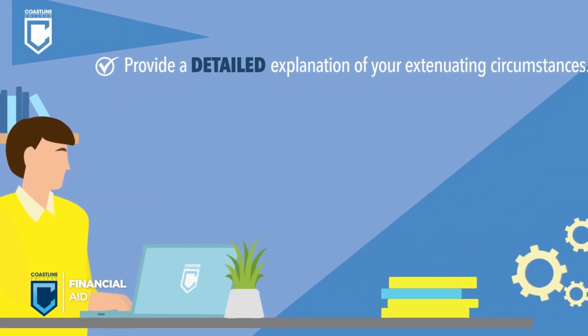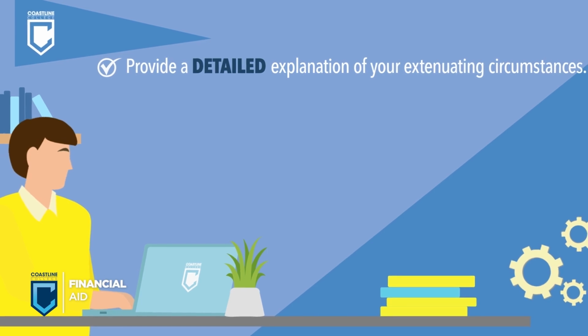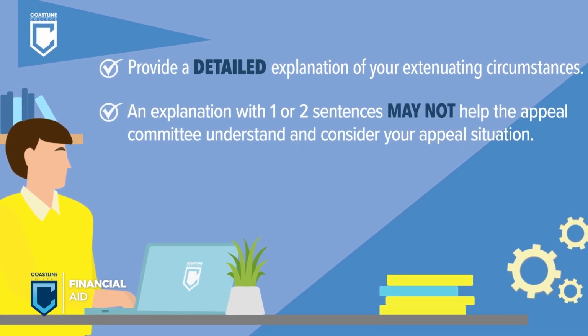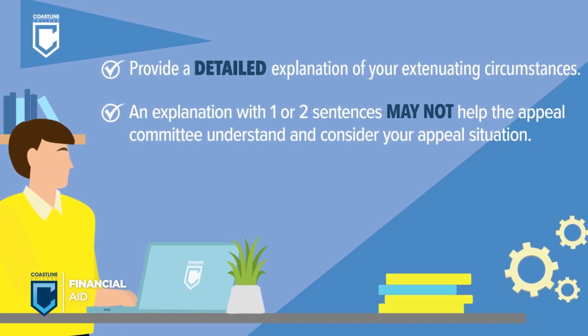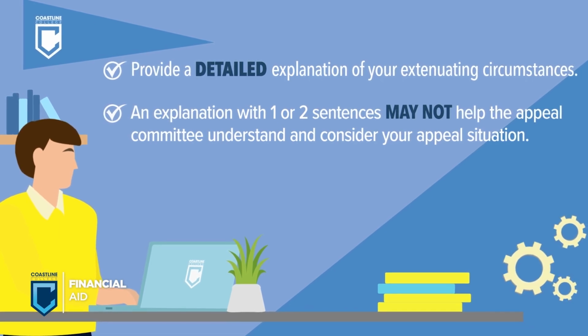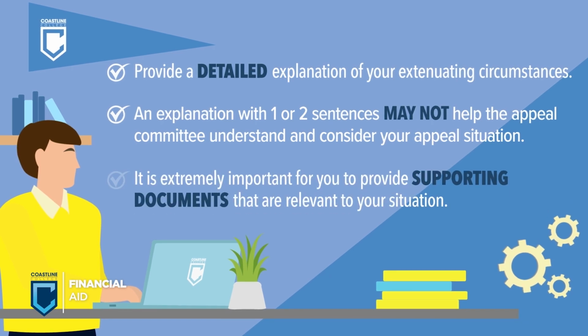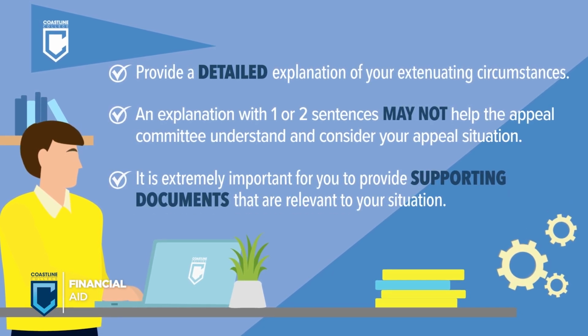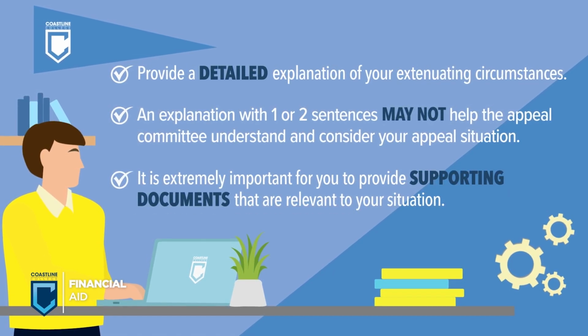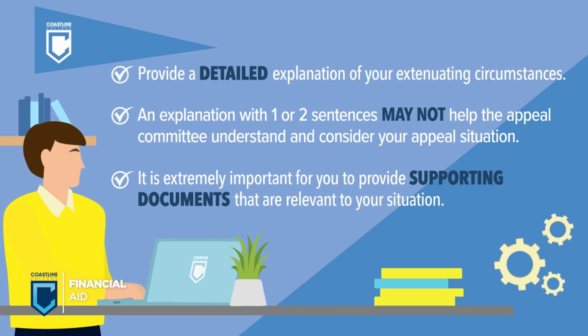Provide a detailed explanation of your extenuating circumstances. An explanation with 1 or 2 sentences may not help the appeal committee understand and consider your appeal situation. They may ask for additional information or may deny your appeal. It is extremely important for you to provide supporting documents that are relevant to your situation. Having supporting documents may help increase your chance of getting your appeal approved.